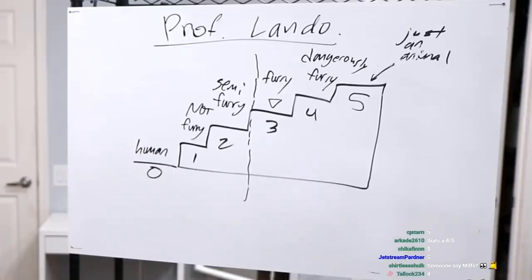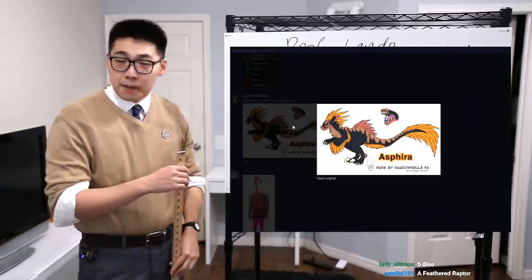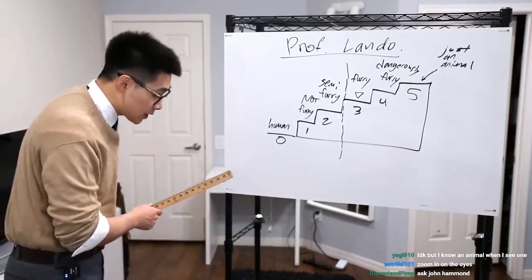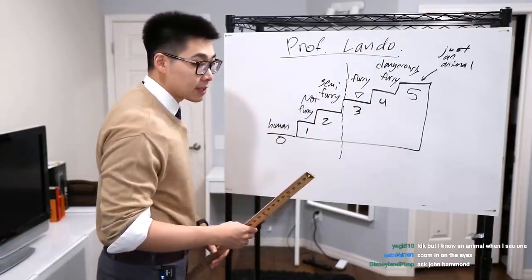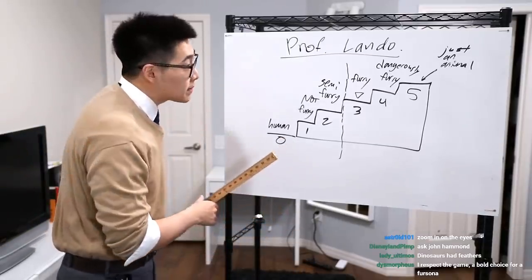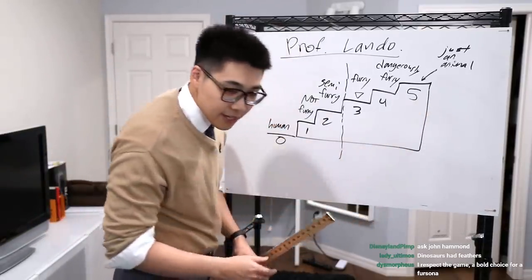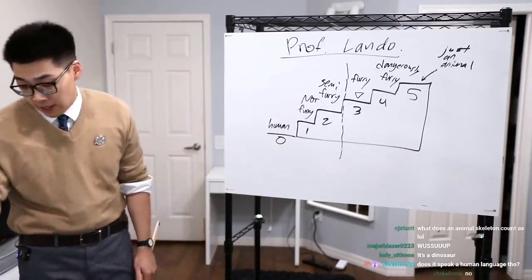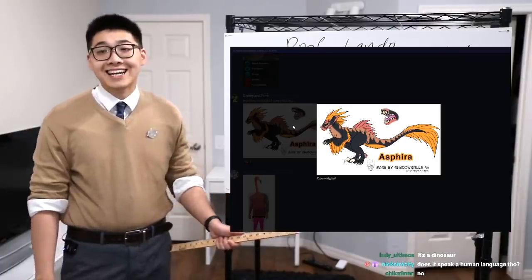I see a lot of 5s. That's definitely a 5. But remember what I said earlier: just because we go up in this scale doesn't necessarily make it a better fursona. On the opposite side, just because we're all the way here doesn't necessarily make it a bad fursona. A bold choice for a fursona. I like the creativity. A very classic take.